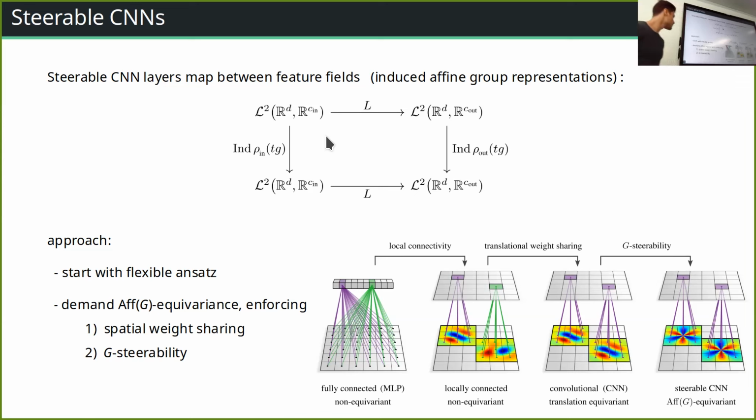And the approach we are choosing is that we start with a flexible ansatz. So for instance, we could say we look at an arbitrary linear map, but then we demand affine group equivariance. And as a result, we will get certain constraints on our linear map. For the affine group equivariance, we will always get spatial weight sharing. This comes from the translation equivariance. And in addition, we get G-steerability, which is a constraint on the convolution kernels themselves. So some G-symmetry constraint.